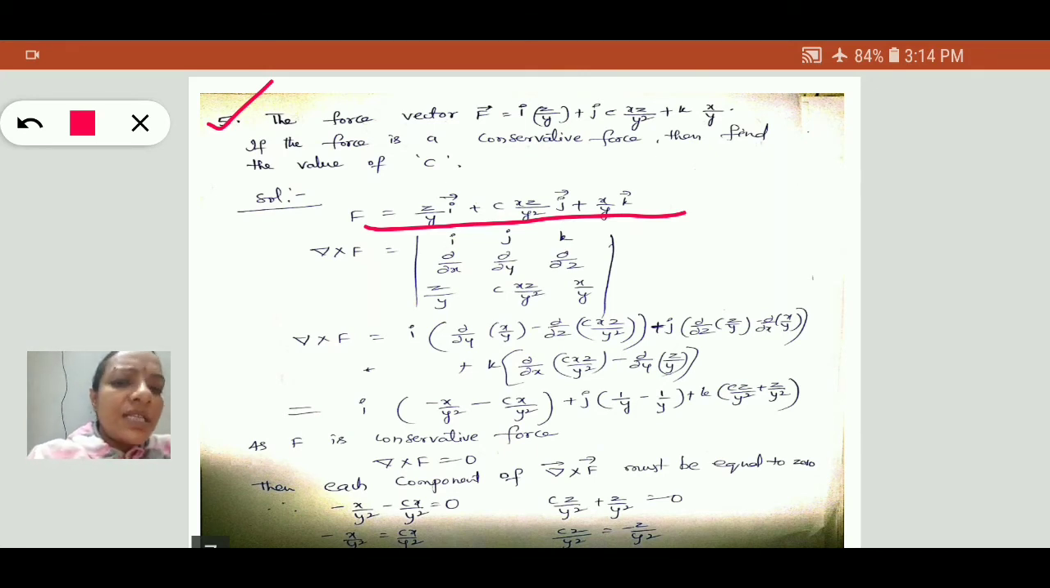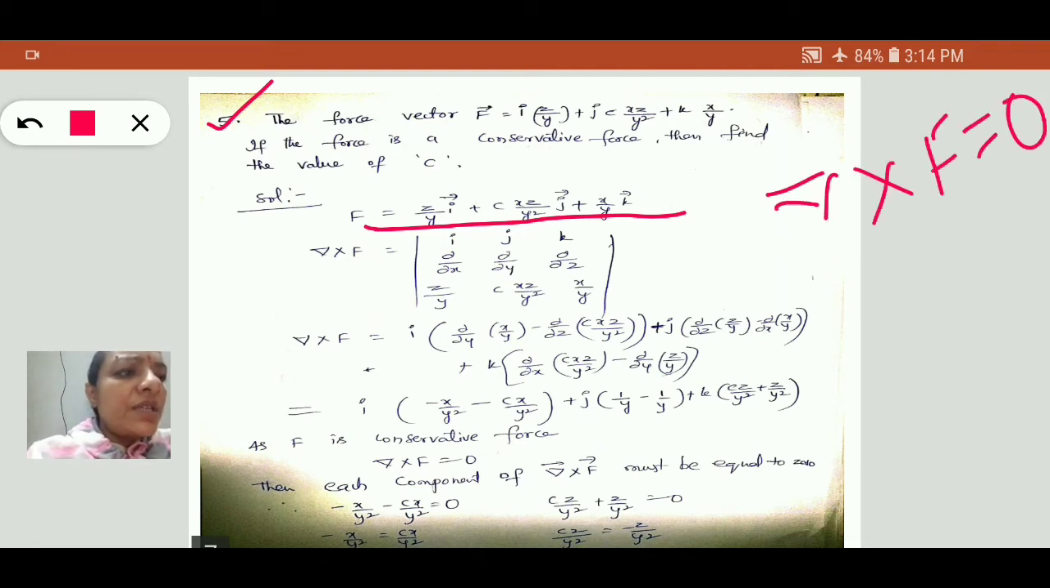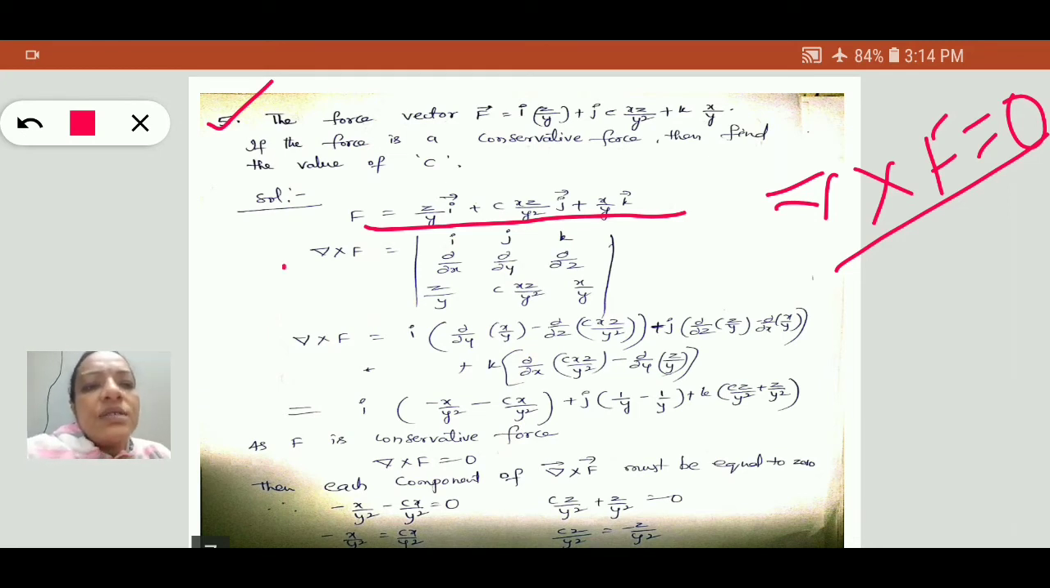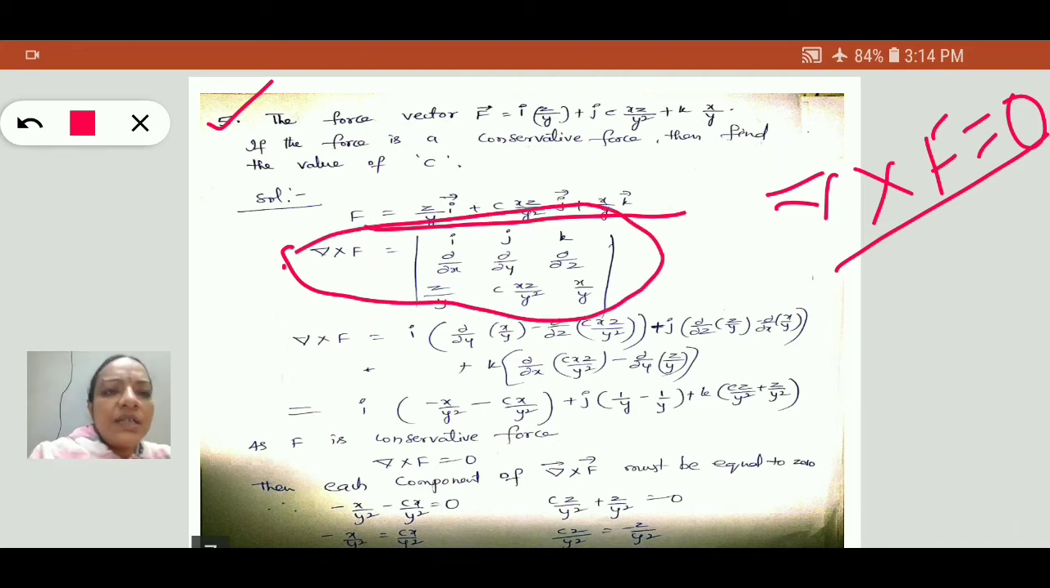Conservative means that in a conservative field, the curl of that vector must be equal to 0. Then only can we say that the vector is conservative. Here the force is conservative, so we simply find the curl of this given force vector, equate it to 0, and then find the value of c. First, find out curl F, using the determinant method.